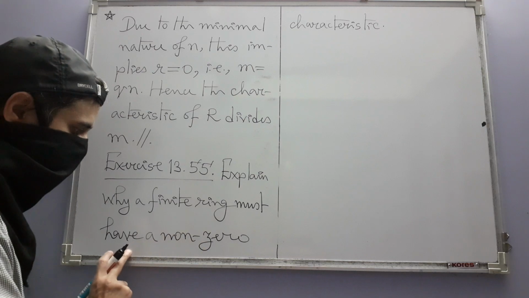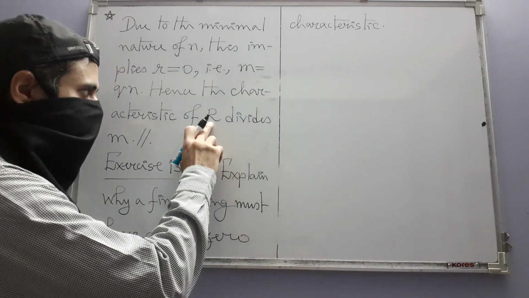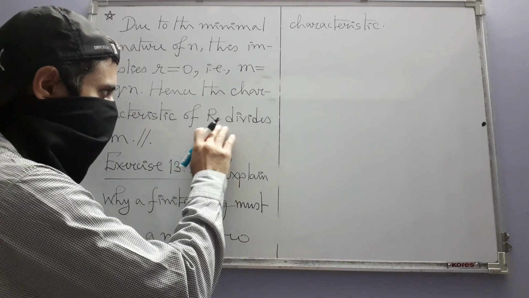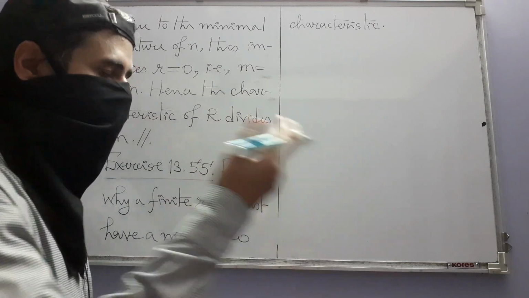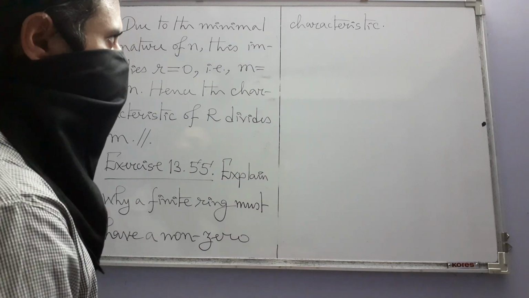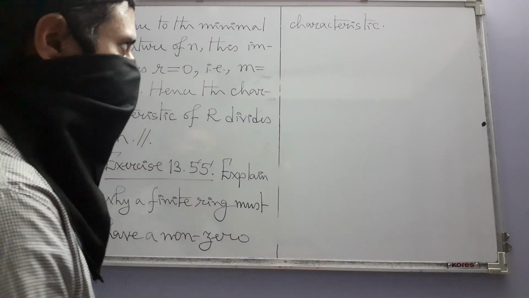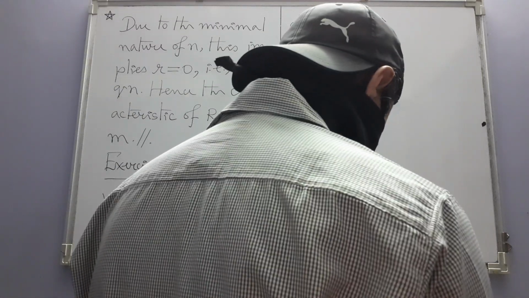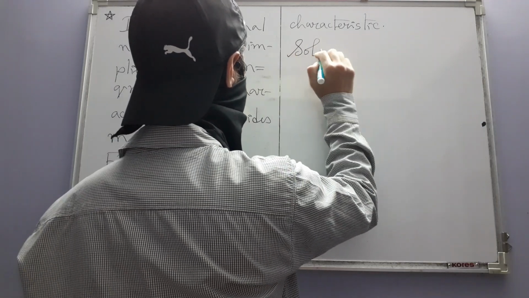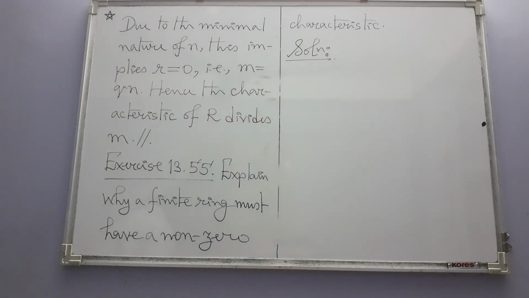Explain why a finite ring must have a non-zero characteristic, because someone can argue that okay, you are going to consider the characteristic of R in spite of the fact that R is finite, say the characteristic is 0, then there is no question of dividing by 0 and those things. But that is not going to happen. Why? That will now be clear. Let's see the solution.